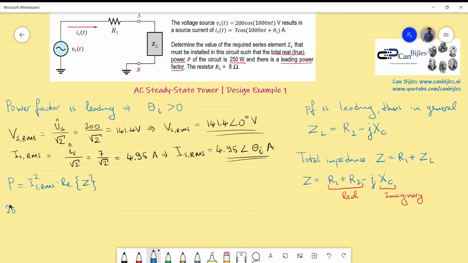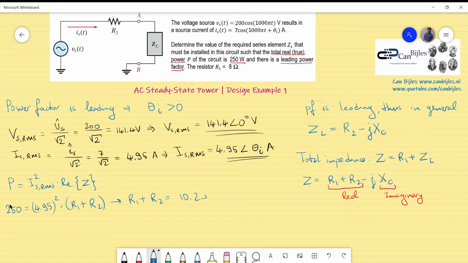So 250 is equal to 4.95 squared times R1 plus R2. Of course, we know R1 is just 8 ohms, but I will just leave it like this. What we have is the following: R1 plus R2 is equal to 10.2 ohms.